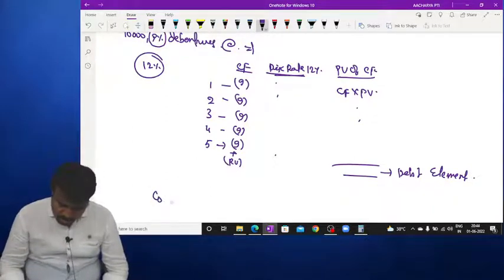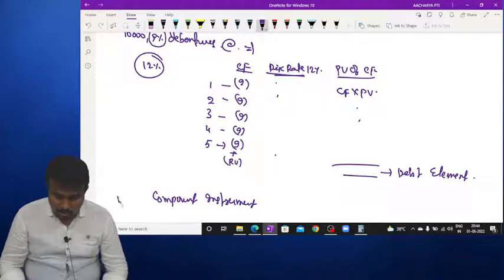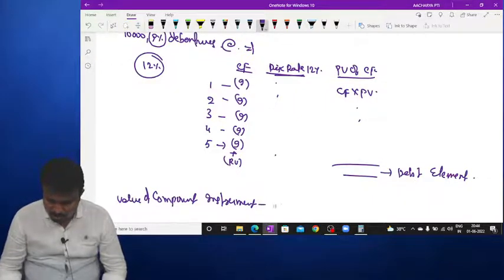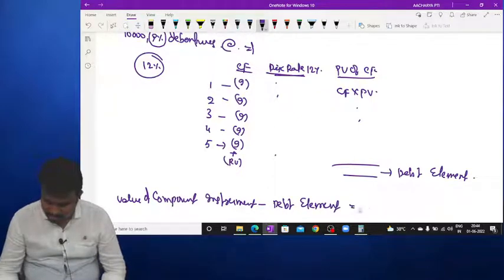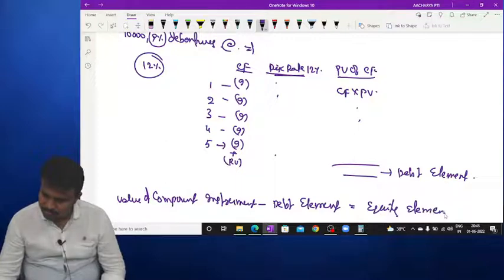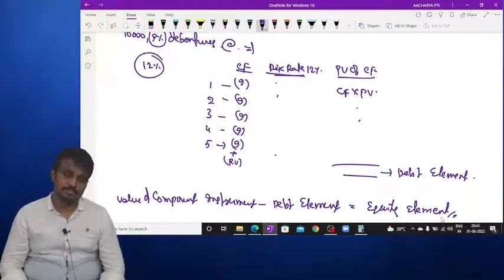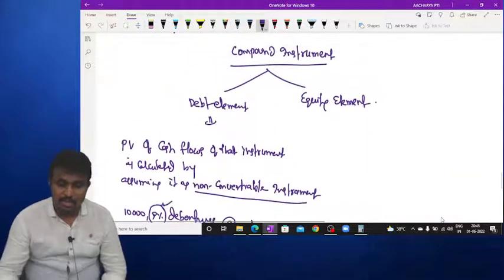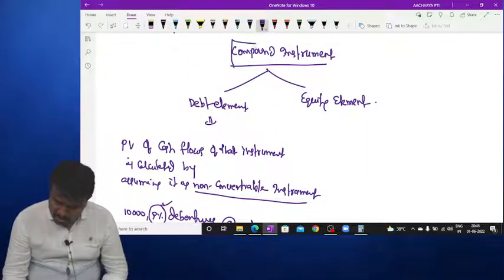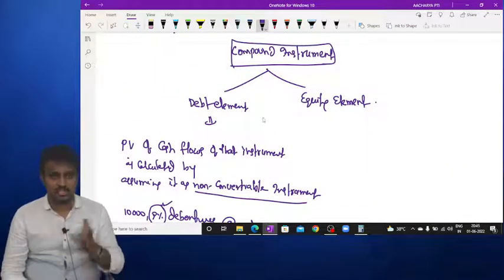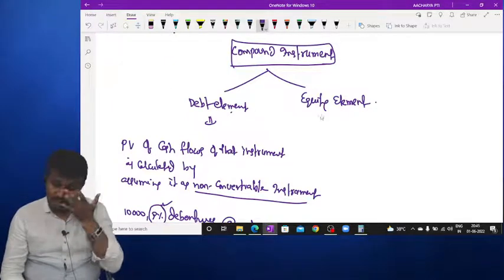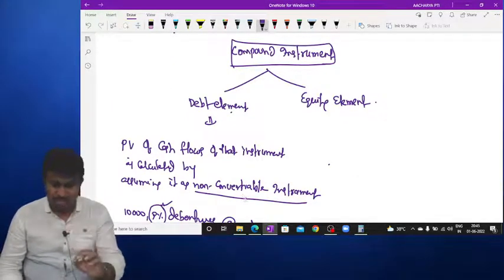Then, in case of a compound instrument, from the value of the compound instrument, if you reduce the debt element, then we get the equity element. Clear? So in case of a compound instrument, there are two parts. One is the element of the debt, another one is the equity element.